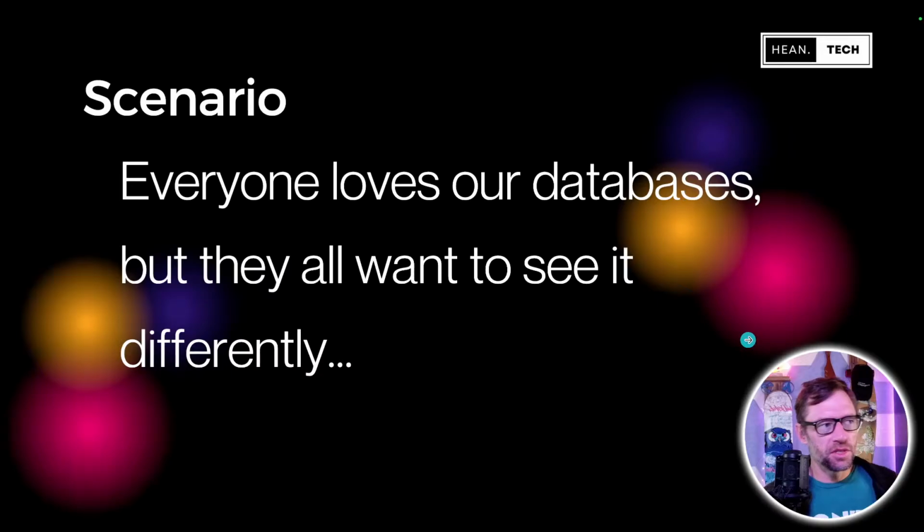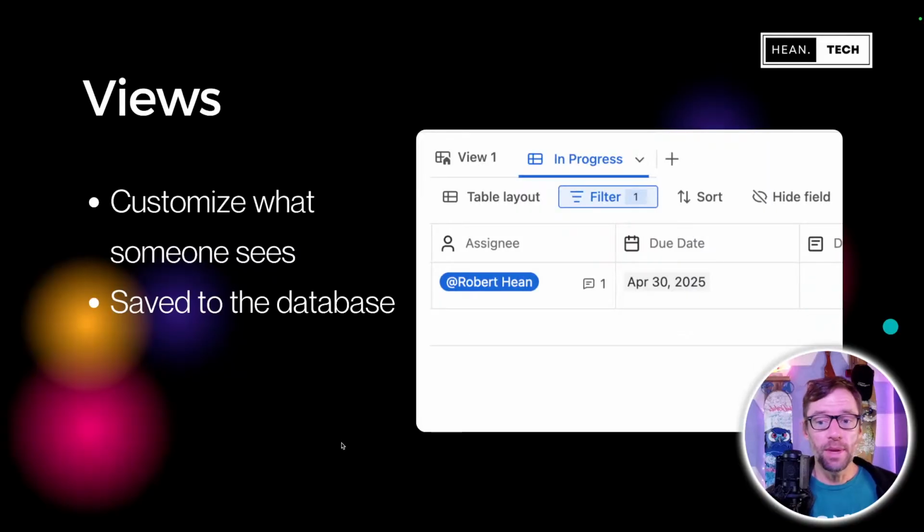All right, so our scenario, everyone loves their databases, but they all want to see it differently. They don't like that default view that only shows you one view. So we have this feature they call views. And this is exactly what it sounds like. It's a way to give folks a different view of the database. So in this on-screen example, view 1 is the default, and that little house icon means it's the home view. When someone opens the database, that's what they see.